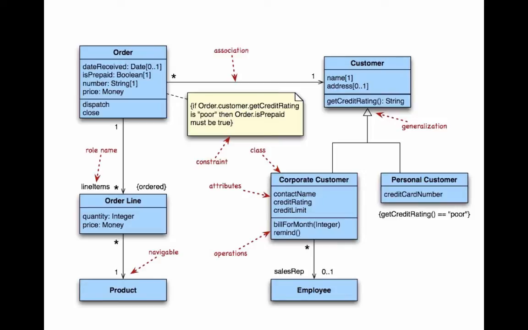The asterisk on the left side of the arrow stands for potentially many. This tells us that potentially many different orders can be associated with the same customer, which should make perfect sense because a single customer can place an order multiple times.